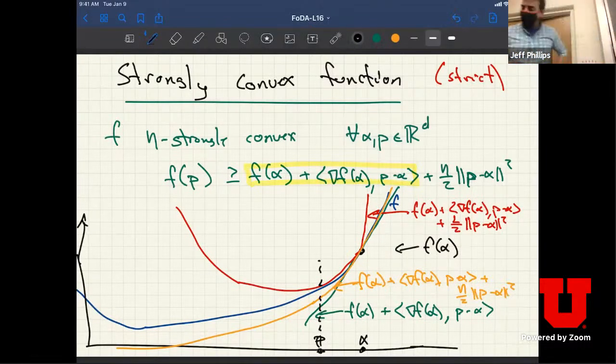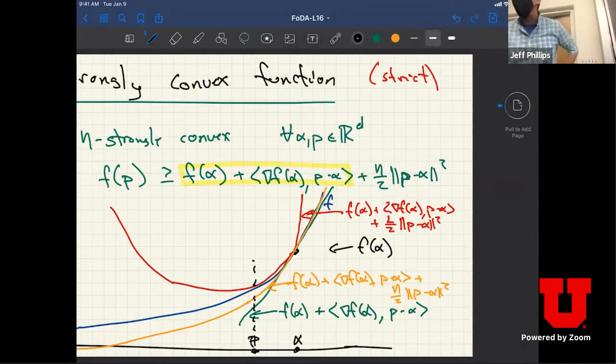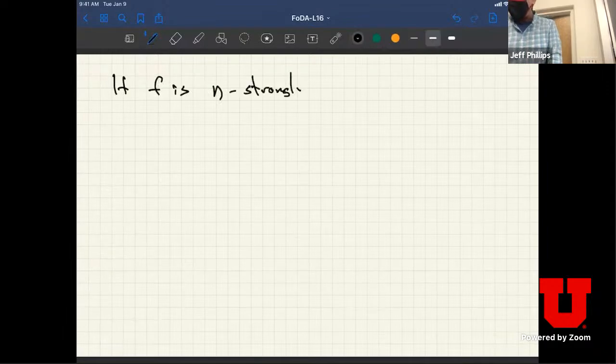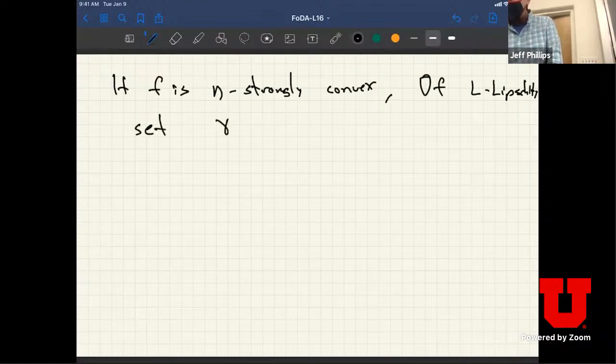Okay, so if I have this property, I can say something much stronger about the convergence, and this will give rise to an algorithm, in fact. So if f is eta strongly convex, and the gradient is L Lipschitz, and I set gamma, the learning rate, less than, and I'd like to set it as large as I can, but so that it's less than 2 over L plus eta.